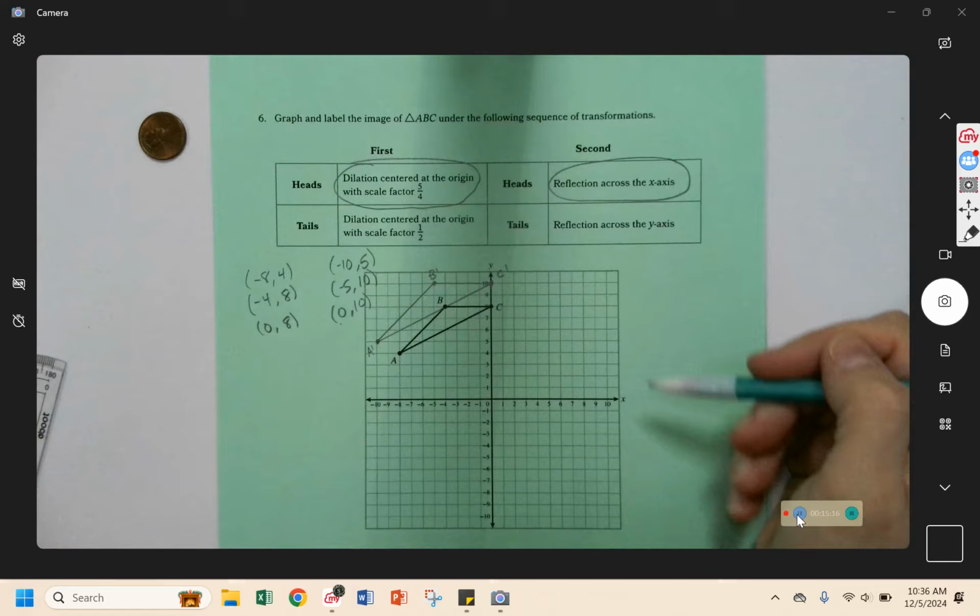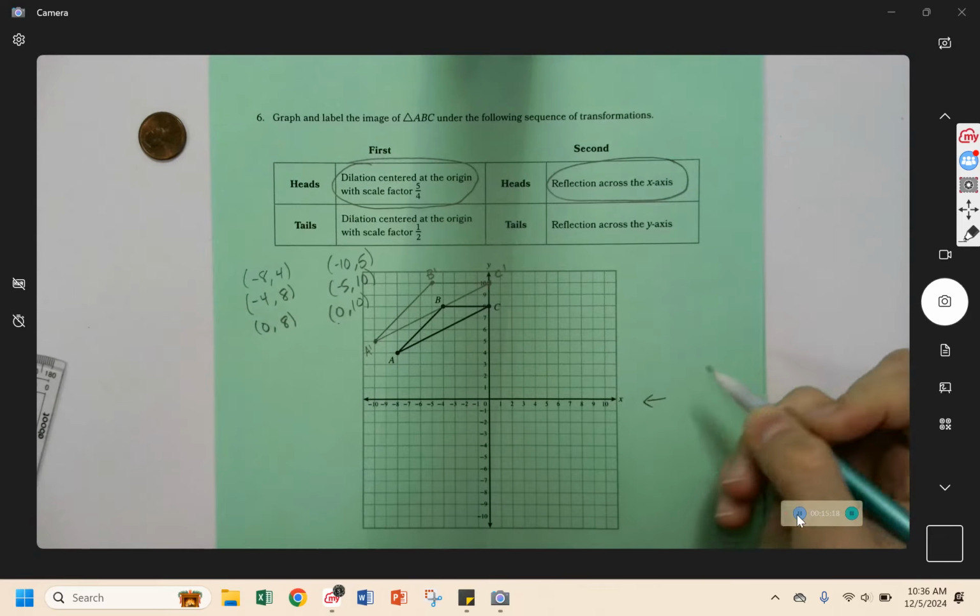And then it says to reflect across the x-axis. When you reflect across the x-axis, the x-coordinate stays the same, but the y-coordinate changes to its opposite. So the negative 10 stays the same, but the 5 becomes the opposite. Opposite of 10 is negative 10. So we have negative 10, negative 5 is going to be A double prime. Negative 5, negative 10 is going to be B double prime. And 0, negative 10 is going to be C double prime.